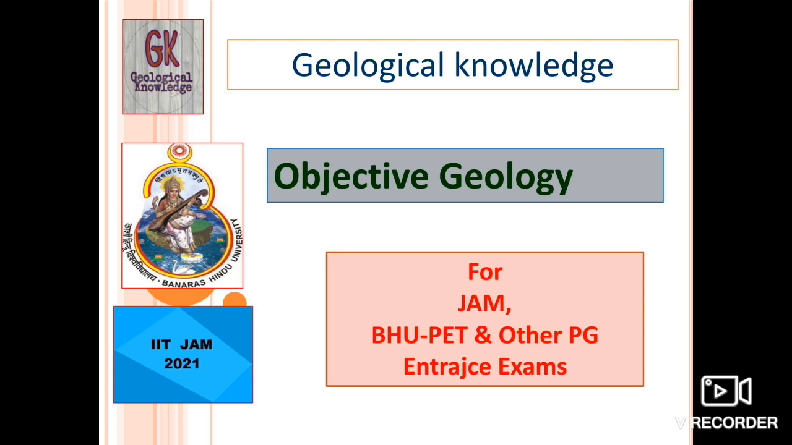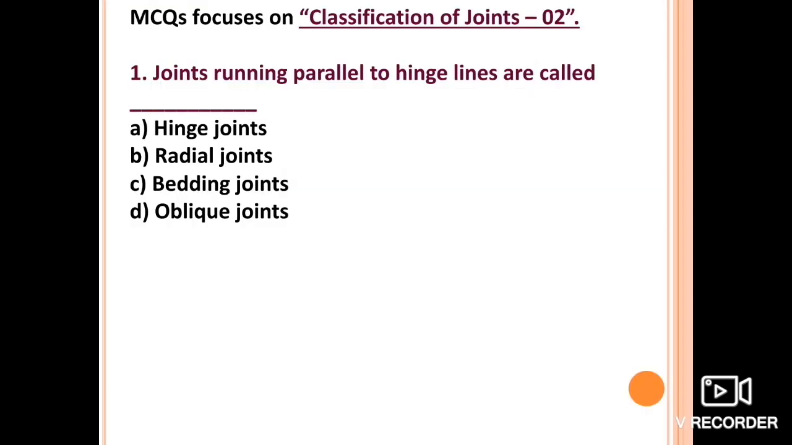In the previous video we discussed some basic classification of joints, and that was our first video, in which we discussed the master joints, the mural joints or the columnar joints. Today we will discuss some other important classifications and factors about the joints. So let's start our discussion. This is the second part of the classification of joints.